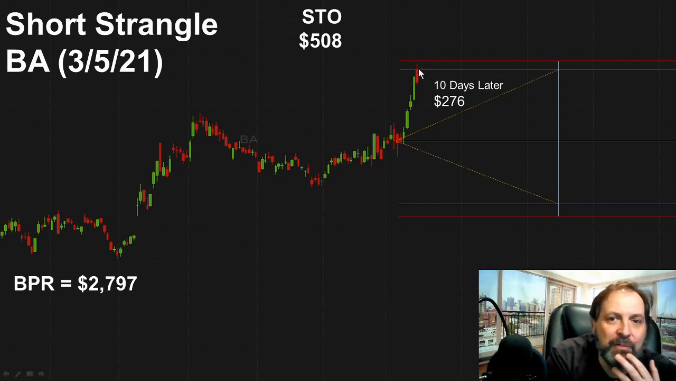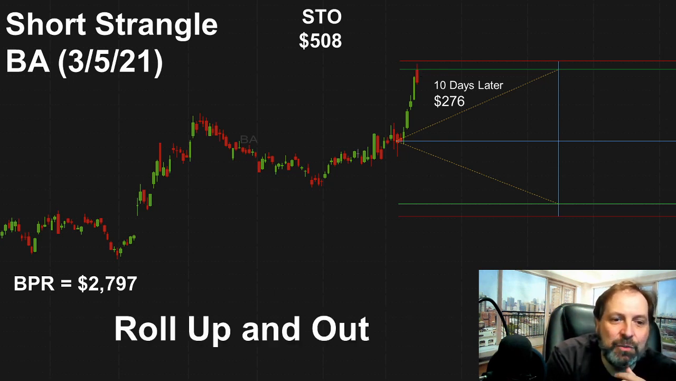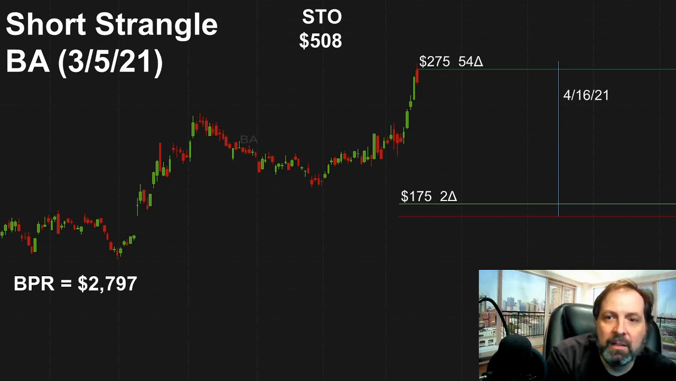This is actually above my green line and almost hitting my red line. So I decided that I had to do something about this. I decided to roll up and roll out. And in this case, we're going to roll the untested side up and we're going to roll both of them out. So let's take a look at what I did here.